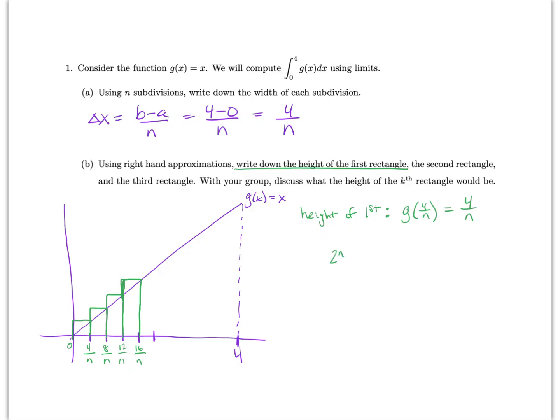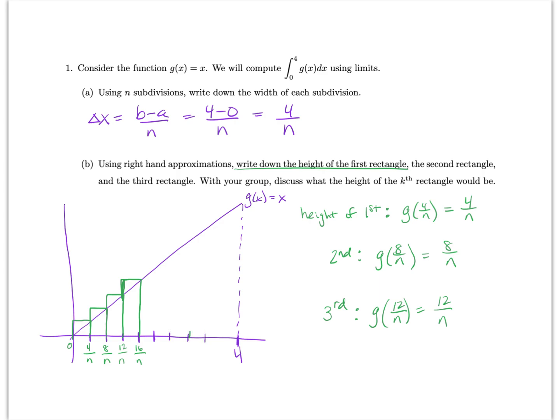And then the second rectangle height is going to be g of 8 over n, which is 8 over n. And the height of the third rectangle is going to be g of 12 over n, which is 12 over n. And then we want to figure out the height of the kth rectangle. So like a random rectangle. So I'm just going to draw a few more in here.